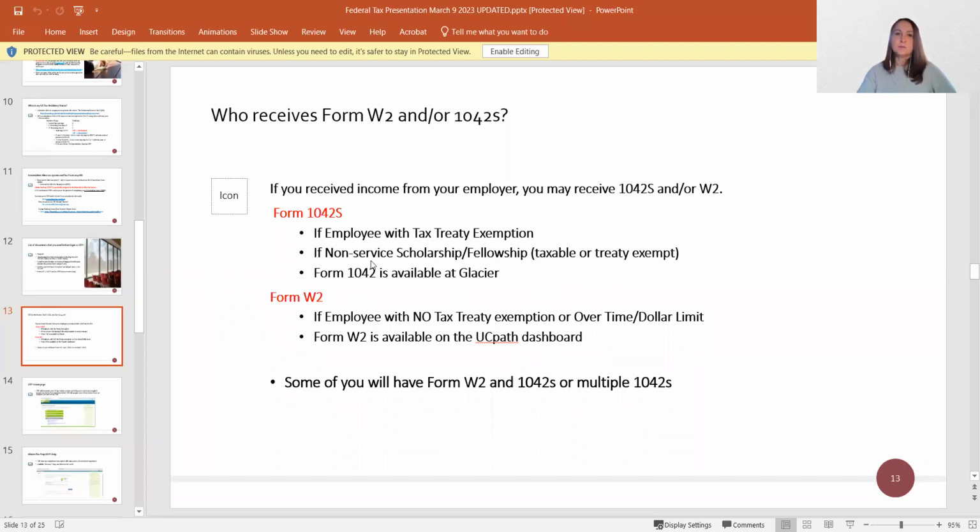Also, everybody who receives scholarship and fellowship, taxable or treaty exempt, will receive Form 1042-S. I'm going to cover this on the next slide, I haven't included it here, but if you're a resident and you got scholarship and fellowship, you're not going to receive Form 1042-S.